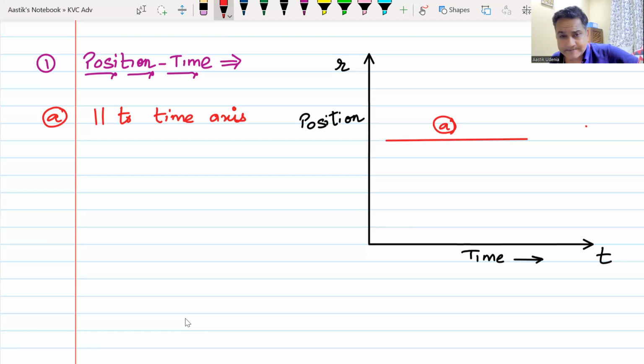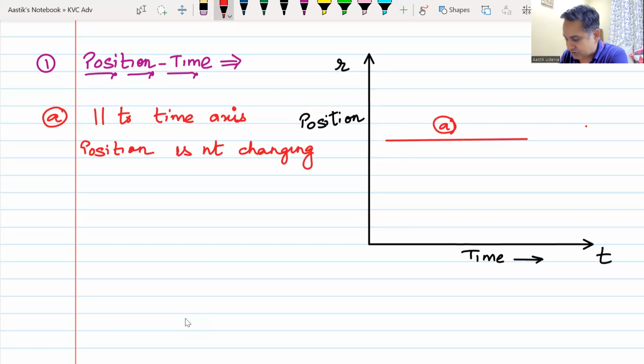You don't understand this? Okay. So what does this represent? The position of the particle is same. Position is not changing. Do we understand this? The position of the particle is not changing. Do we understand this point? Yes or no? Can I have raised hands from everyone?